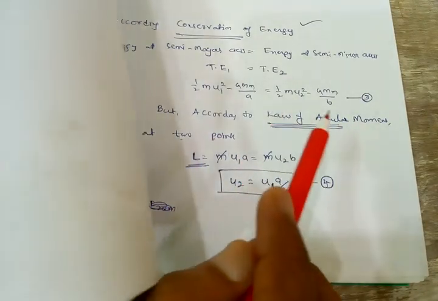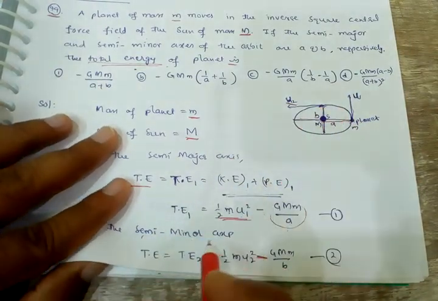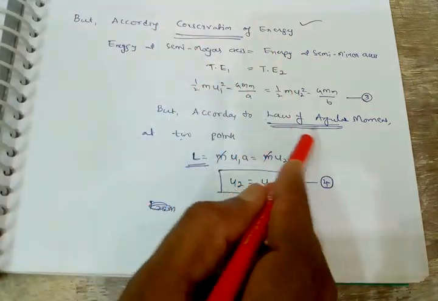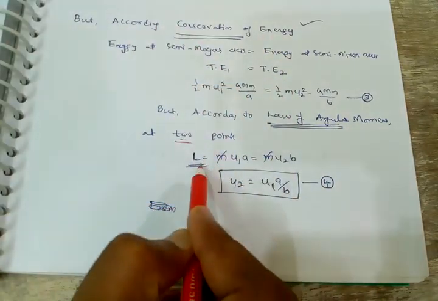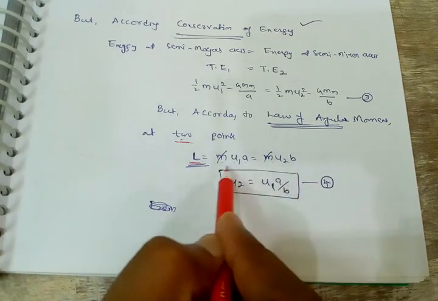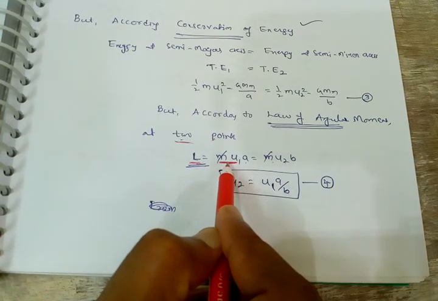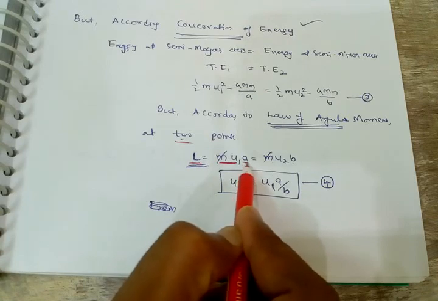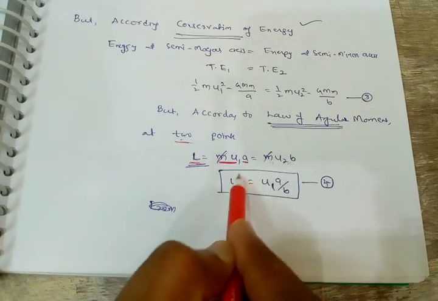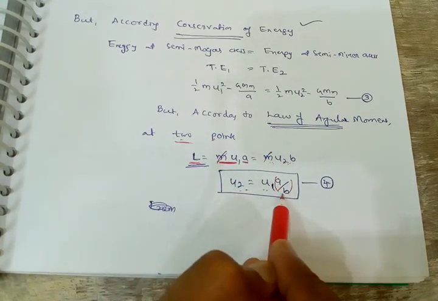So in the elliptical path we apply two laws here. First, the law of conservation of energy, and then the law of conservation of angular momentum at two points. Angular momentum equals m u1 a and m u2 b, momentum times radius vector. So m u1 a equals m u2 b. The mass m gets cancelled, so u2 equals u1 times a by b.